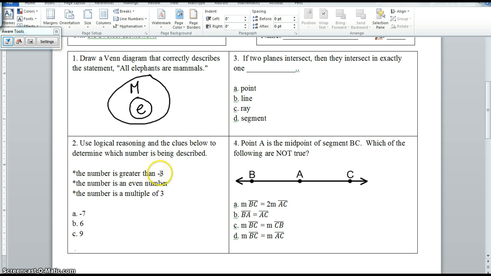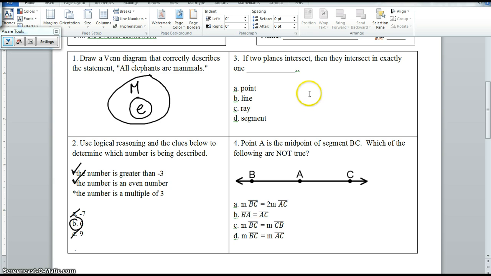Use logical reasoning in the clues below to determine which number is being described. So when I say the number is greater than -3, he's not greater than -3. He is, and he is. The number is an even number. Well, 9 is not even. And the number is a multiple of 3, which this is. So B is the answer.